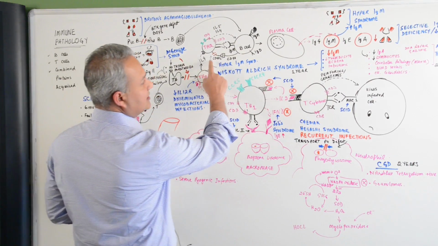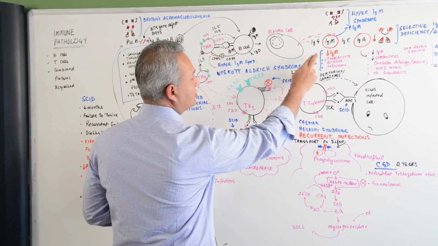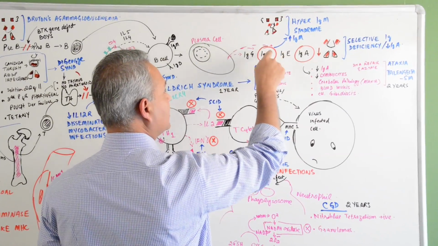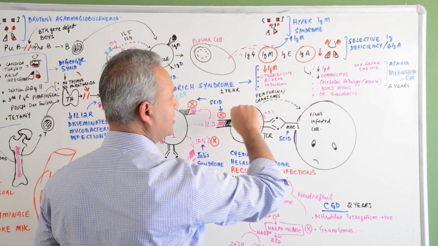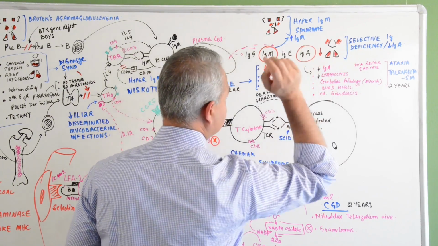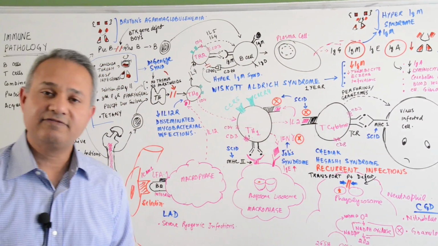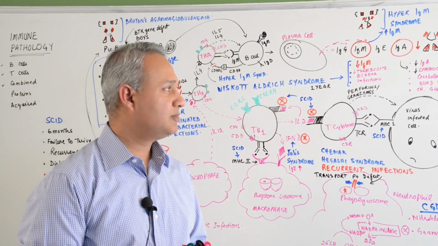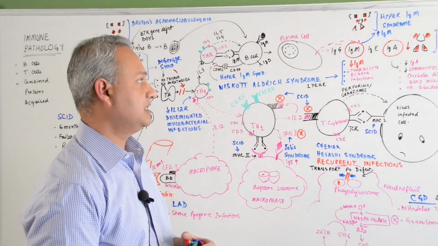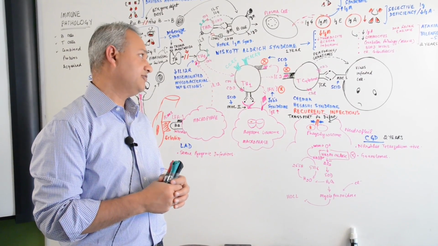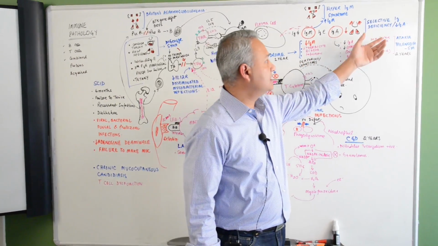Okay, let's see anything else here. We talked about hyper-IgM, we talked about Wiskott-Aldrich. Hyper-IgM increases IgM, Wiskott-Aldrich reduces IgM. So let's talk about selective immunoglobulin deficiency. Selective immunoglobulin deficiencies are most commonly two types, IgA deficiencies or IgM deficiencies. Here the most common one is IgA.